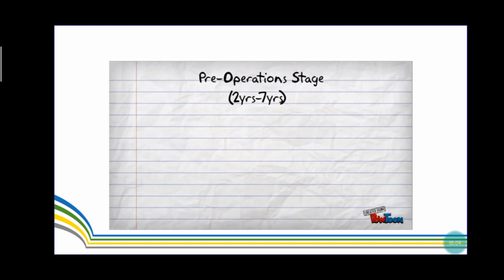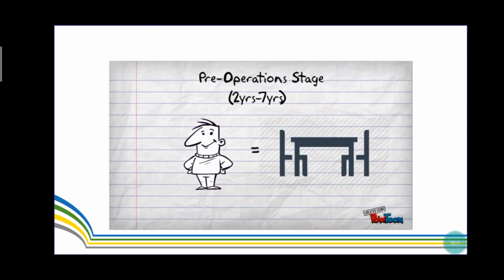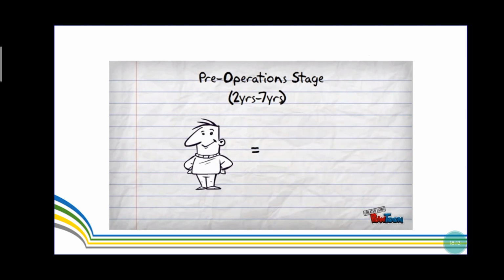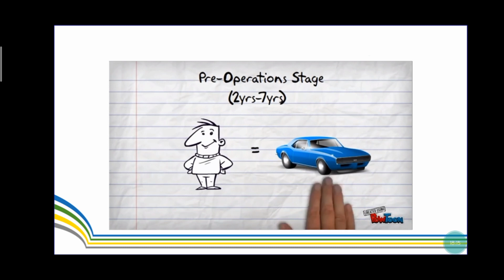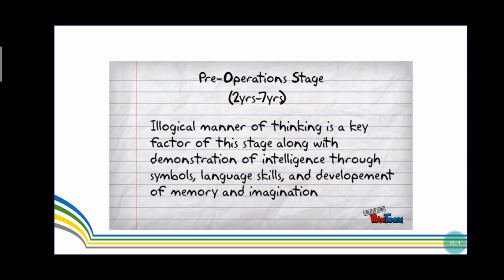From ages 2 through 7, children are in the pre-operational stage of cognitive development. Although they are not able to think logically, children are able to represent the world through symbols and mental images. All those symbols depend on each individual's own perception. Pre-operational children are entirely egocentric, in which they are only able to see objects and people around them from one point of view. The illogical manner of thinking is a key factor in the pre-operational stage, along with the demonstration of intelligence through symbols, maturing of language, and development of memory and imagination.